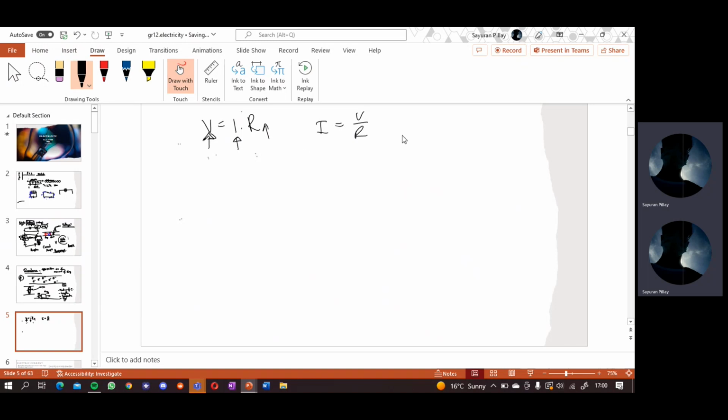Same thing you can say with the resistance. Well, it's the same thing, V over I. So you don't need to learn all of these. You just learn V equals IR, and then you can extrapolate whatever else you need.